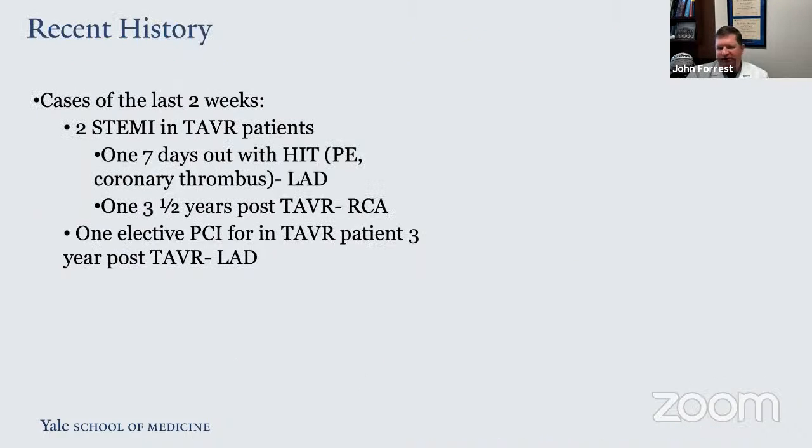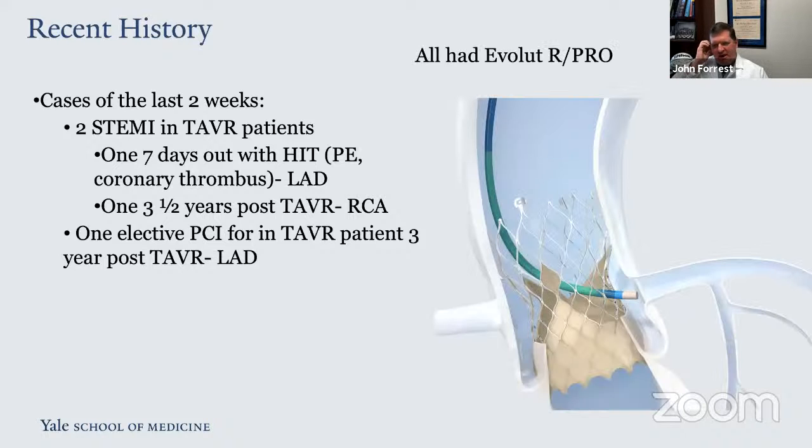So in the past 2 weeks at Yale, we've actually had 3 cases where we've had to engage through valves. 2 of them were STEMIs actually. We haven't had STEMIs in a long time in valve patients, but one was 7 days out, a patient who came back with HIT, had a PE and also had a coronary thrombus. One was 3.5 years out, a patient who had an RCA, and one was an elective PCI for a patient who had developed progressive angina. As it so happened, all of these patients had an Evolut R or an Evolut Pro valve.